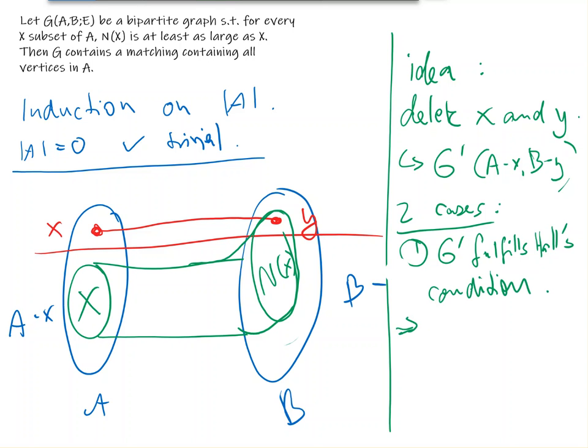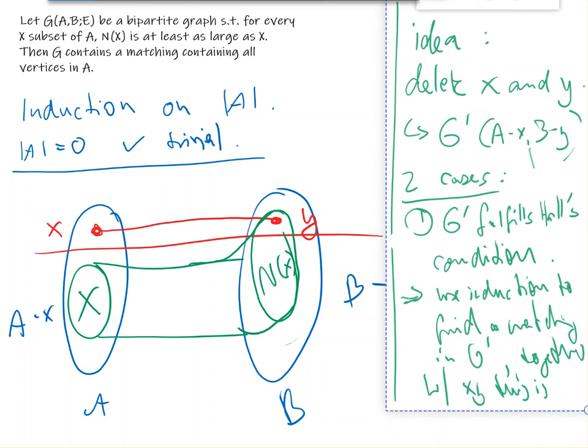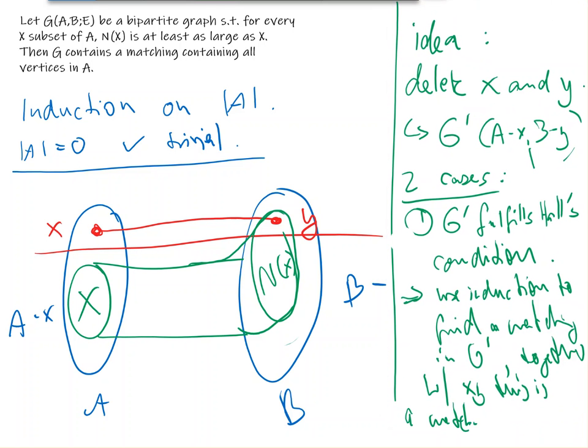In that case, we use induction to find a matching in G prime, and together with xy, this is a matching in G, and we're done. So the first case is easy.